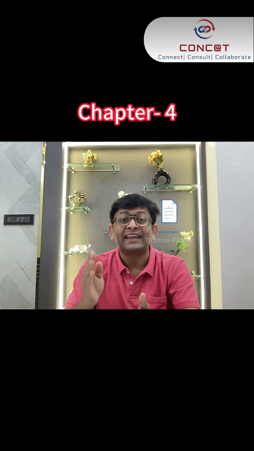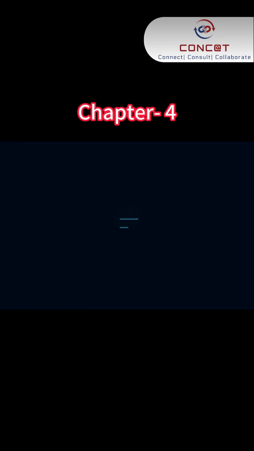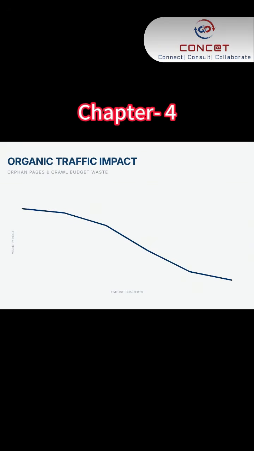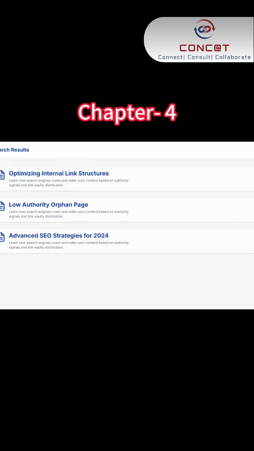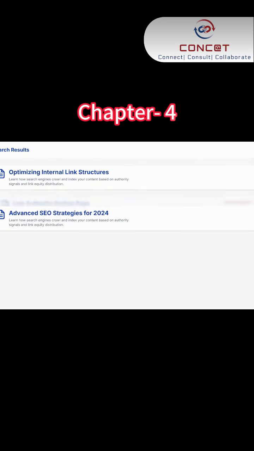Now let's discuss a common SEO pitfall: orphan pages. These are indexable pages with no internal links, making them invisible to your site's structure. Orphan pages are missed opportunities. They waste crawl budget and rarely rank in search results. Without internal link authority, these pages are often dropped from the index entirely.